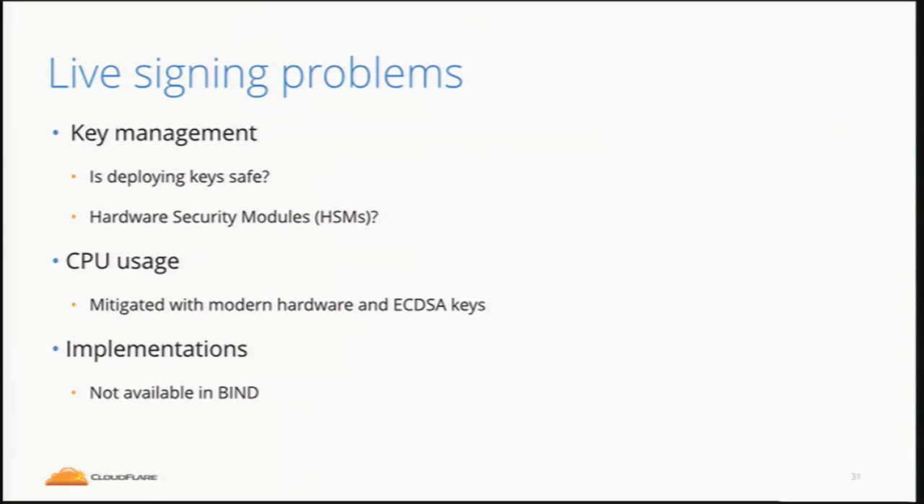key management, CPU usage, and implementations. I mean, this is not something that BIND does by default. And it's very similar to TLS and HTTPS deployment in that you need keys in all of your end servers. So are keys safe? Well, yes, unless there's a Heartbleed in DNS or something like that, right? And CPU usage: our CPUs nowadays are pretty powerful. You can do live signing very quickly, especially if you use elliptic curve keys, which cost around 10 to 20 times less than RSA keys. So you can kind of get around these problems. They're not as severe as they seem.